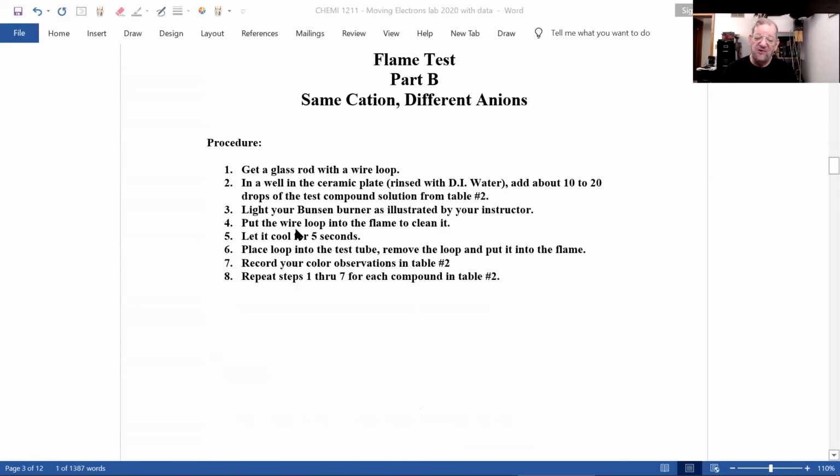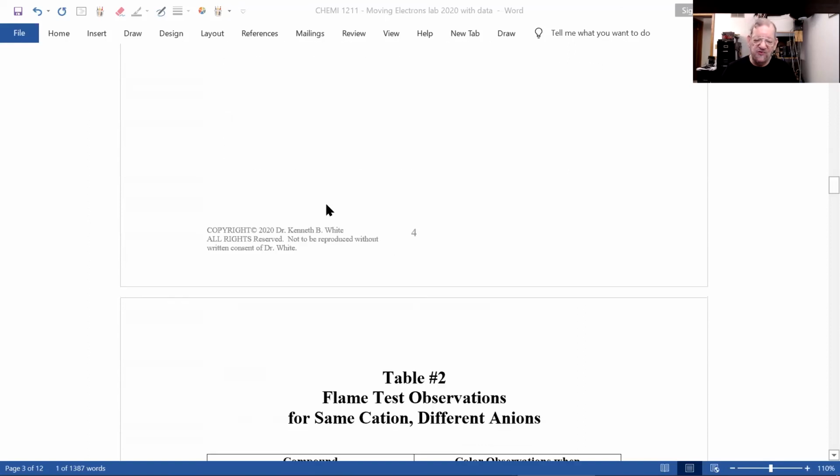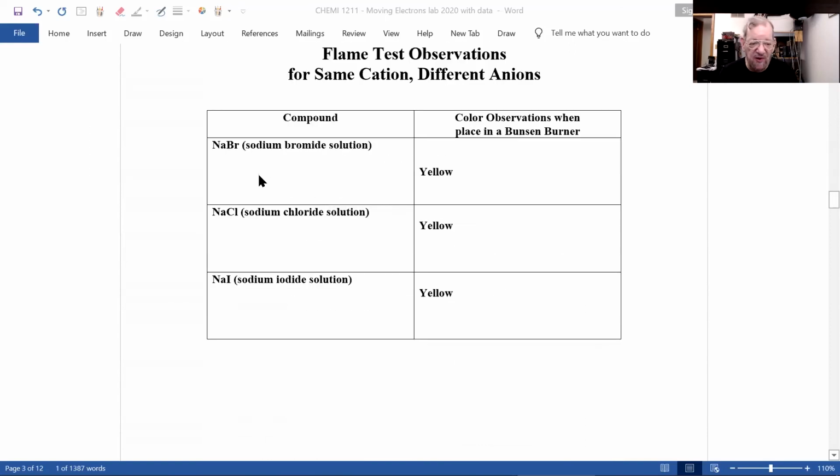And again, we're doing an experiment, same sort of thing, but now we'll use these chemicals, sodium bromide, sodium chloride, sodium iodide. And notice the cation, Na plus, stays the same, but the anion changes, Br minus, Cl minus, I minus. And look at the colors. This is correct. Students, when they always do this one, come to me and say, am I doing this right, Dr. White? I have to tell them, yes, you are.